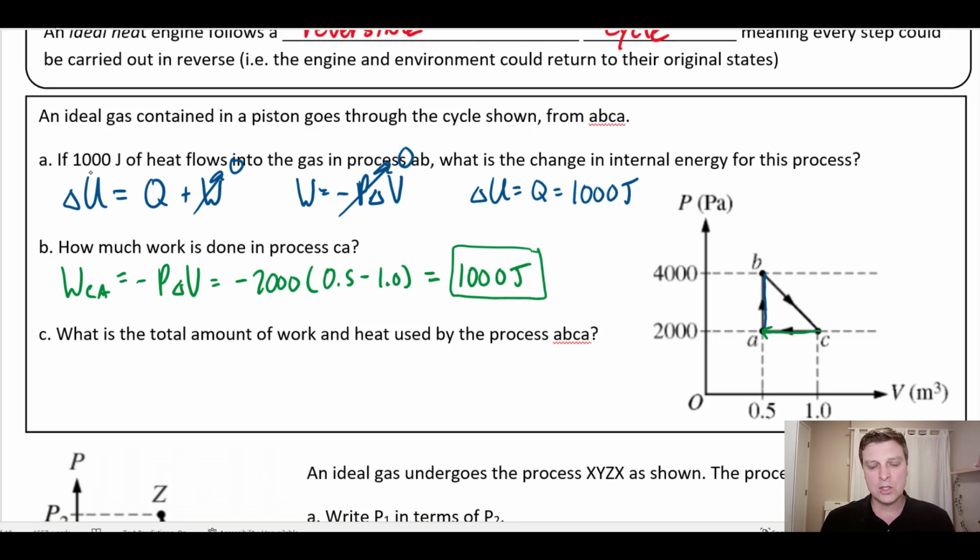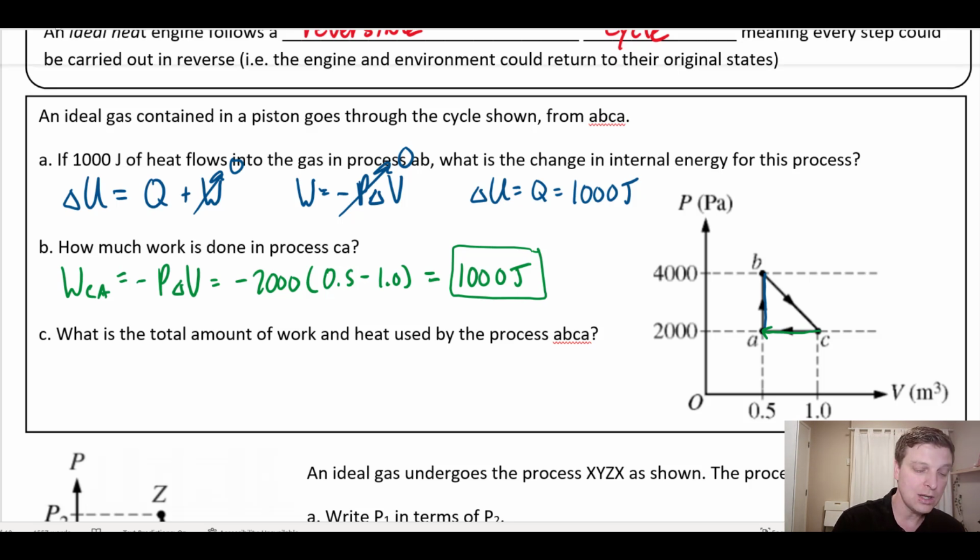So now what's the total amount of work done and heat used by the process ABCA. So when I do a complete cycle from A to B to C back to A, how much heat must have flowed in, and how much work was done by the engine. Now, there's more than one way to do this, and I'm going to show one way to reason it out. We've already found the work done in process CA. And we know that no work is done in process AB.